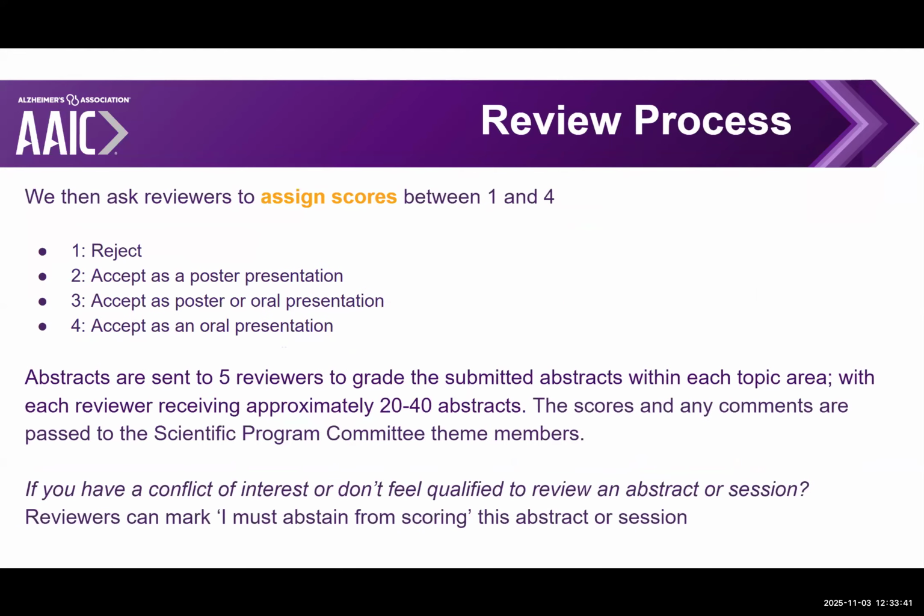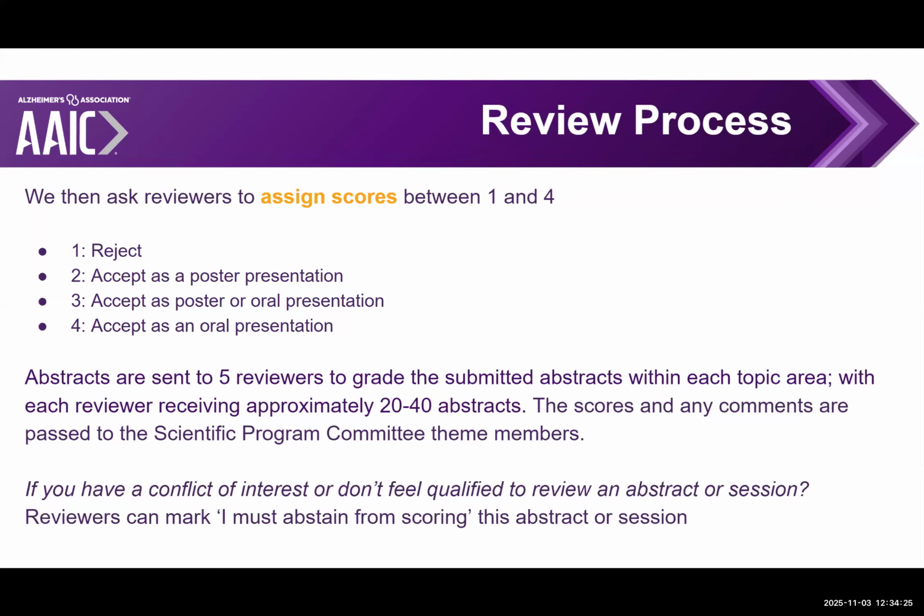Once the reviewer has read through the abstract, we then ask reviewers to assign scores between 1 and 4. 1 being reject, 2 being accepted as a poster presentation, 3 meaning it could go either as a poster or an oral presentation, and 4 is to recommend acceptance as an oral presentation. All abstracts are sent to 5 reviewers within a given research topic. Each reviewer receives approximately 20 to 40 abstracts, and the scores and comments are passed along to the Scientific Program Committee theme members.